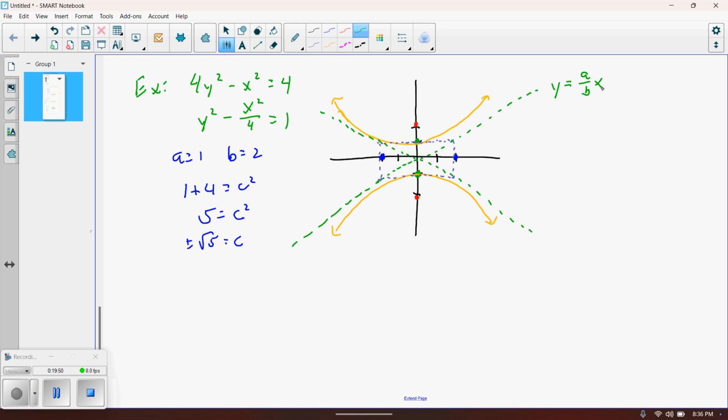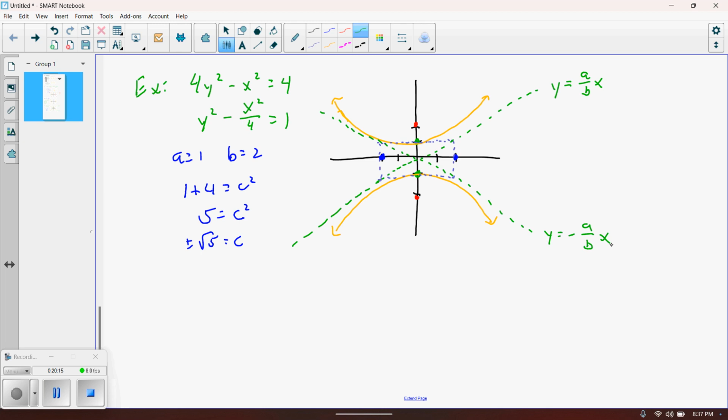And then the nice thing is the other one is just going to be exactly the same, but with a negative slope. So that's going to be y equals the negative a over b times x. And what you might expect is if your transverse axis is different, then instead of a over b, it's going to be b over a. And you'll see that when you actually draw it.